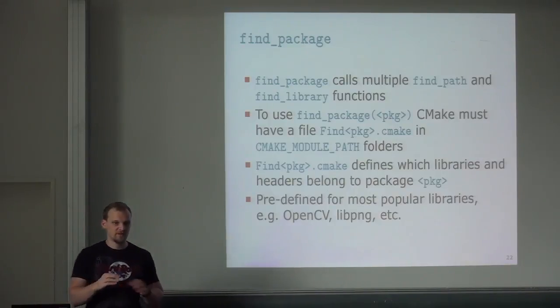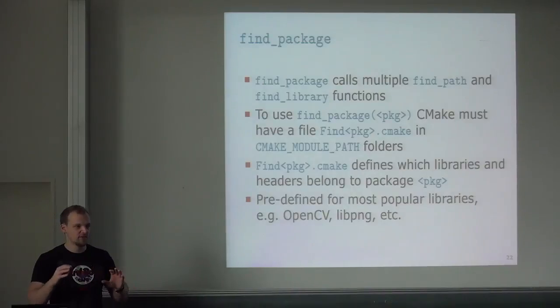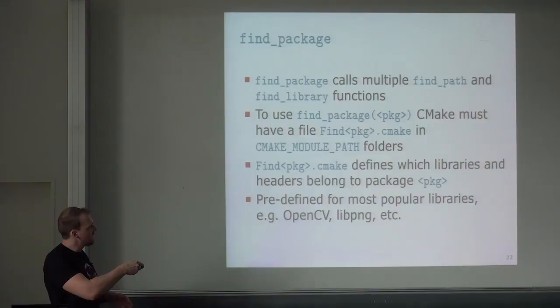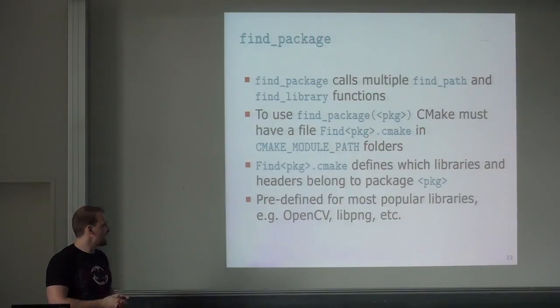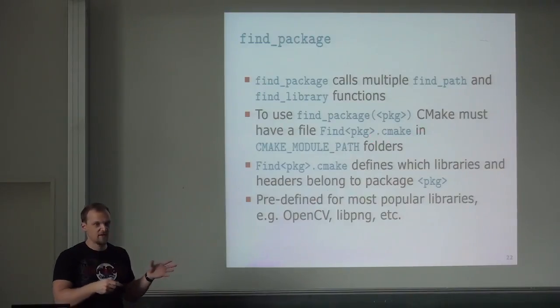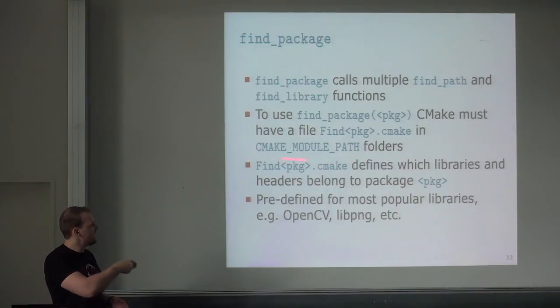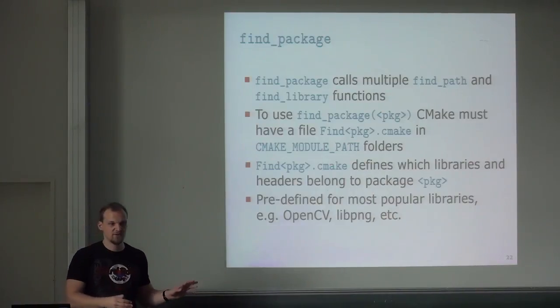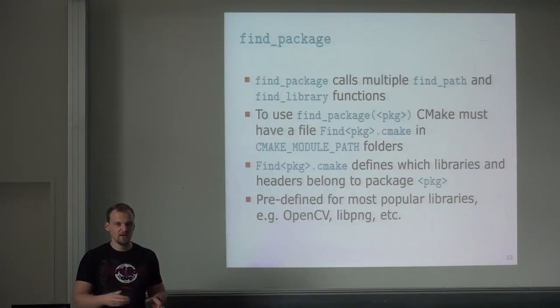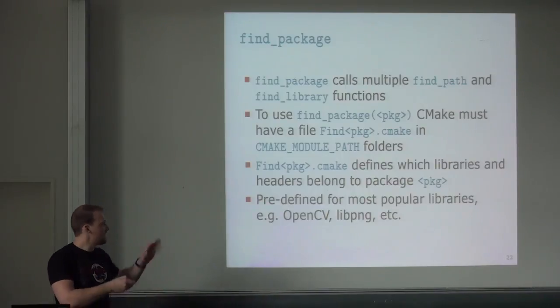CMake will, it's no magic again. CMake will just search for a file that is called find, and then it will just put this name over here, so it's exactly the same as there, and it has to end with .cmake. And it searches it in a path that is defined by this variable in CMake. You can always print it out with a message if you want to see what it is within your CMakeLists, but that's what it's going to do.